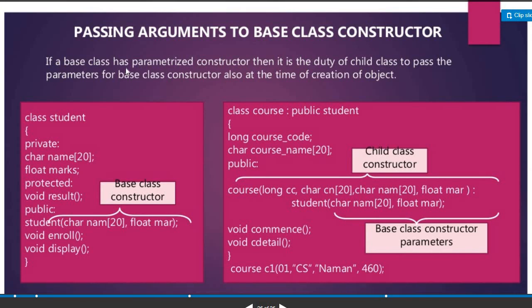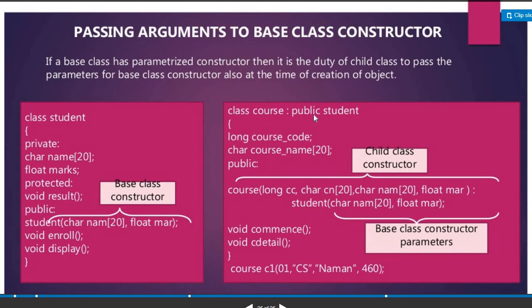So, passing arguments to the base class constructor. If a base class has a parameterized constructor, then it is the duty of the child class to pass the parameters for the base class constructor also at the time of creation of objects. So if you see, we define a class student with private roll number and marks, protected result, and public base class constructor with character name and float marks. For example, these are the member functions.